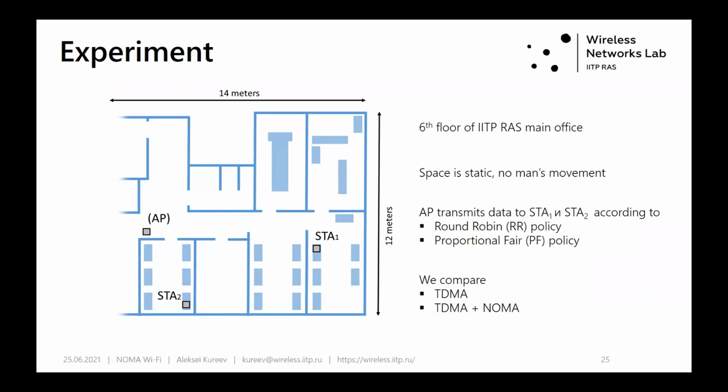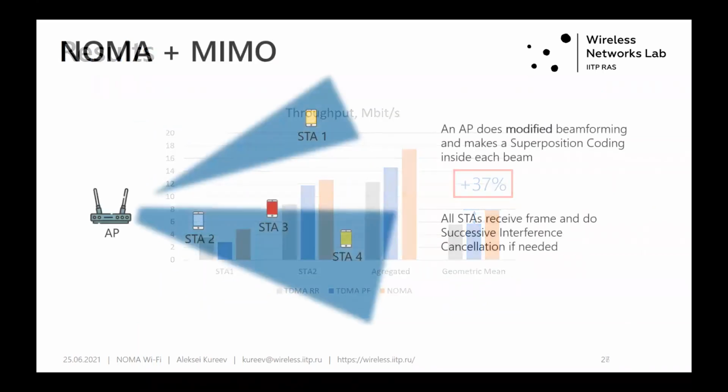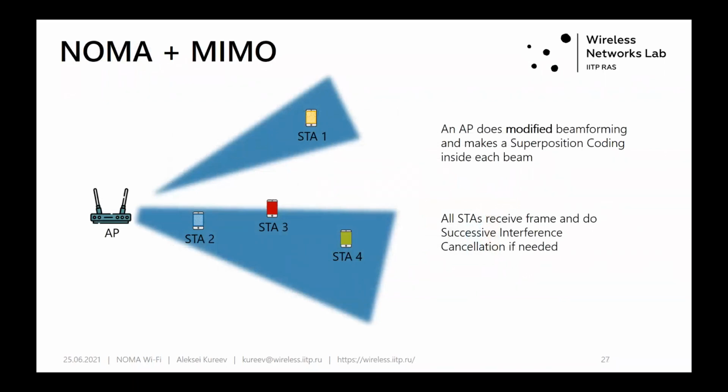So we transmit data in NOMA, and if we want to serve some user and make a true proportional fair, sometimes TDMA is used. And we achieve a gain of 37% in geometric mean throughput for NOMA compared with TDMA proportional fair, and a little bit higher compared to TDMA round robin. So NOMA is an effective technique that can be used for Wi-Fi, especially for single antenna transmission.